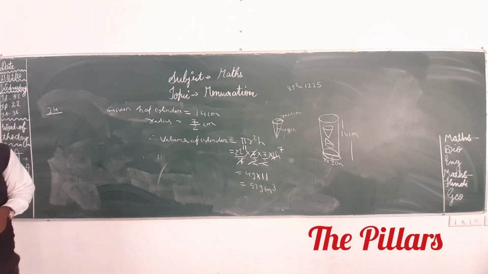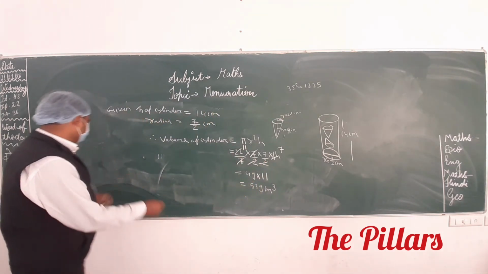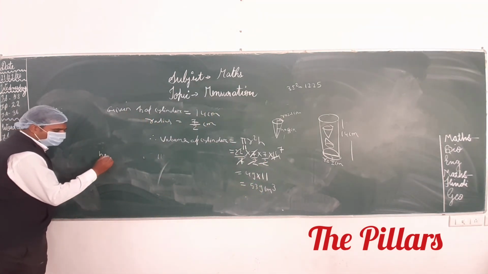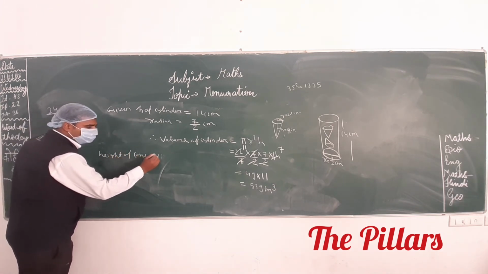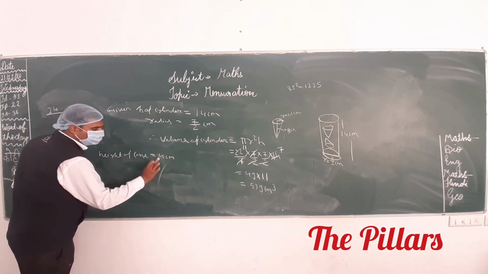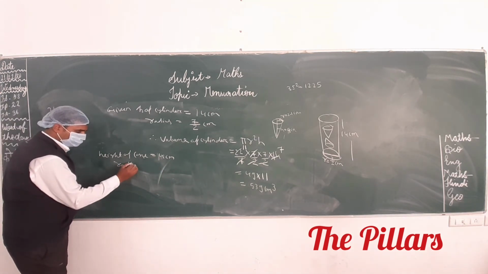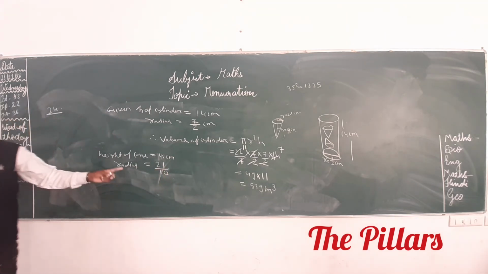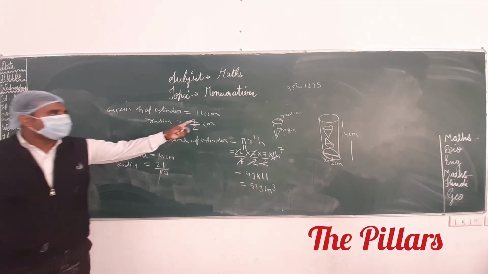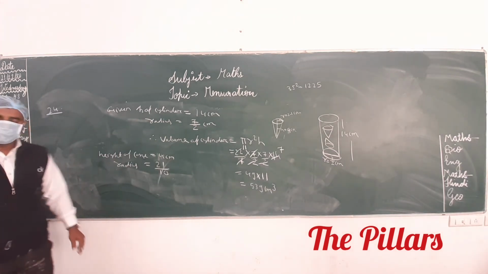After that, we have to calculate the volume of the cone. Two cones. Height of cone is given as 4 centimeter. Radius is 2.1, or 21 by 10. Till here, does anyone have any problem? No, sir. Now the volume of the cone.